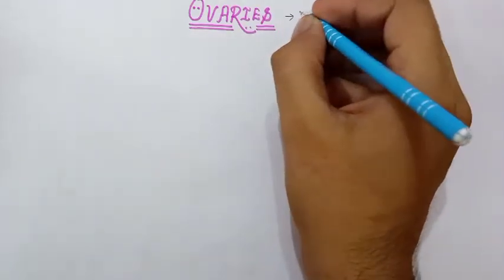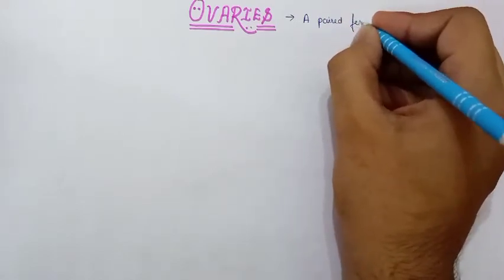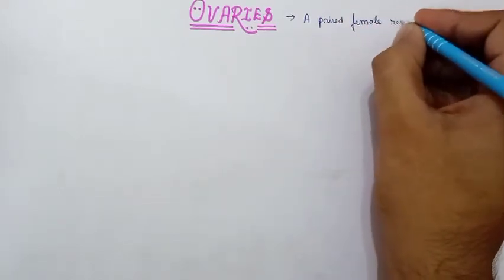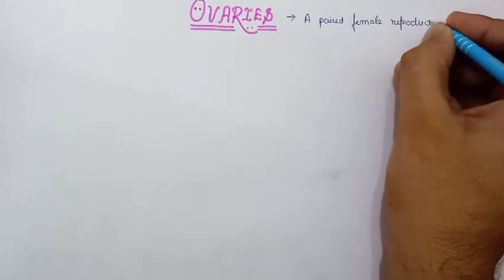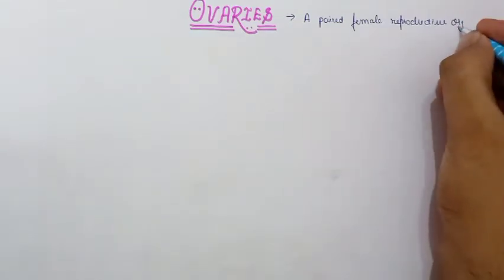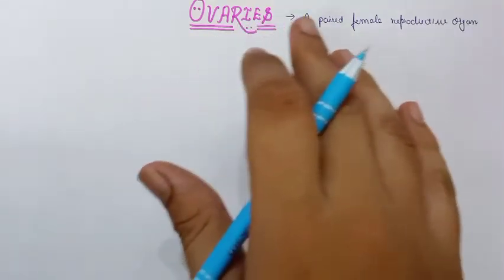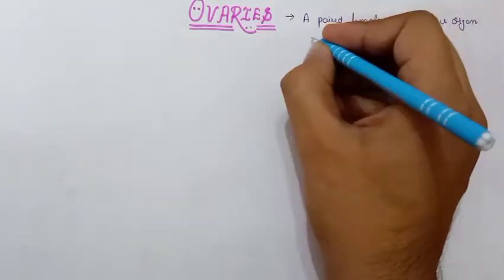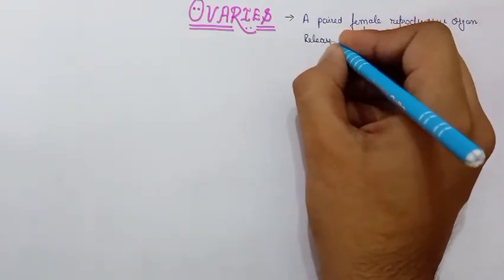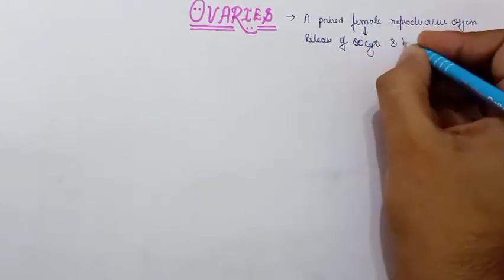So what are these actually? It is a paired female reproductive organ. So the ovary is nothing but a paired female reproductive organ which does the function of production of the oocyte and the release of certain hormones. So ovaries are a paired female reproductive organ responsible for release of oocyte and hormone secretion.